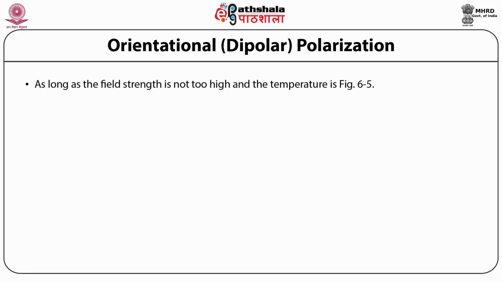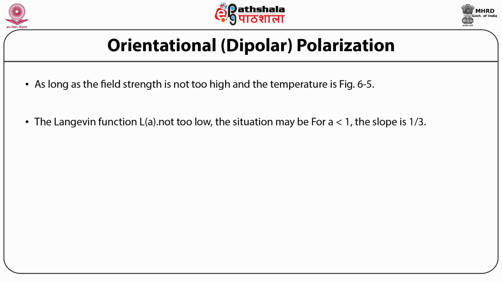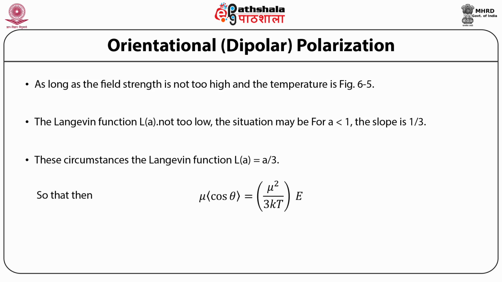As long as the field strength is not too high and the temperature is not too low, the situation may be a less than 1, where the slope is 1 by 3. This is strongly simplified by making the approximation a much less than 1, or mu E much less than kT. Under these circumstances, the Langevin function L(a) is equal to a by 3, so that mu times the average of cos theta is equal to mu square by 3kT times E, for mu E much less than kT.